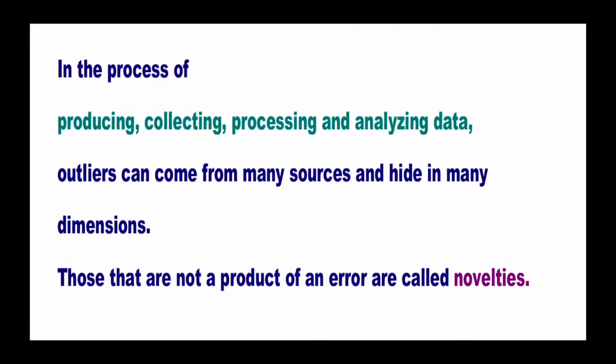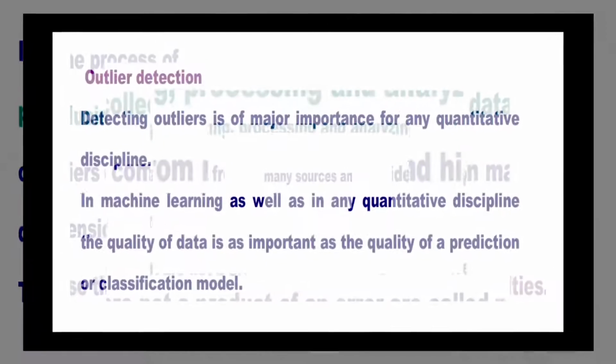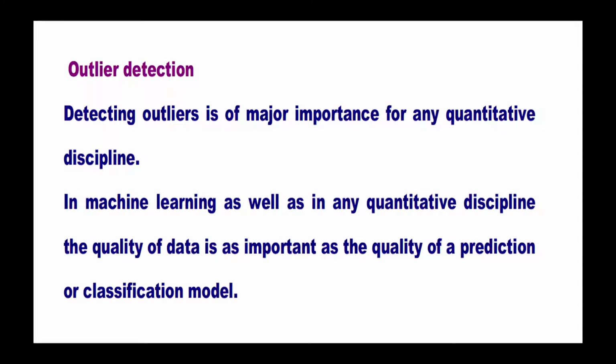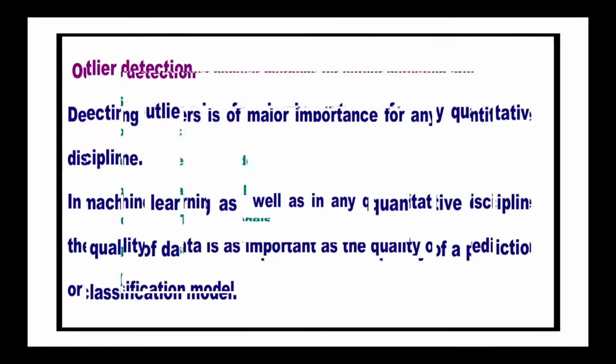In the process of producing, collecting, processing and analyzing data, outliers can come from many sources and hide in many dimensions. Those that are not a product of an error are called novelties. Now we will see the outlier detection methods. Detecting outliers is of major importance for any quantitative discipline. In machine learning as well as in any quantitative discipline, the quality of data is as important as the quality of the prediction or the classification method itself.